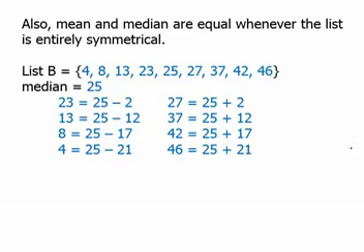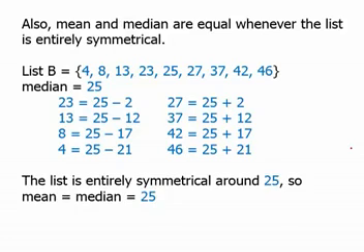And so that means that everything is perfectly symmetrical around 25. If we put these as dots on the number line, it would be a completely symmetrical pattern of dots. And so because the entire list is symmetrical around 25, it means that the mean equals the median. Both are 25.